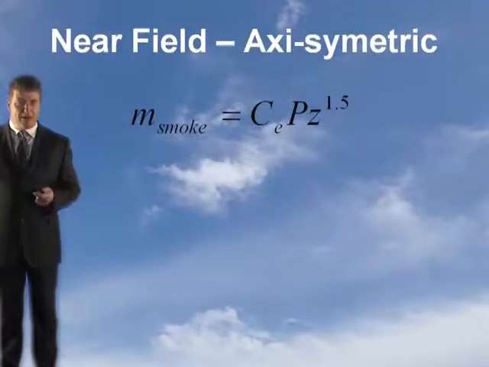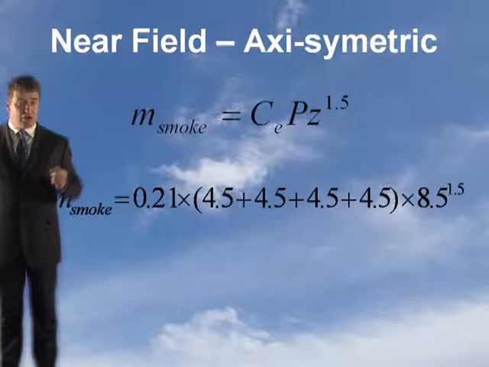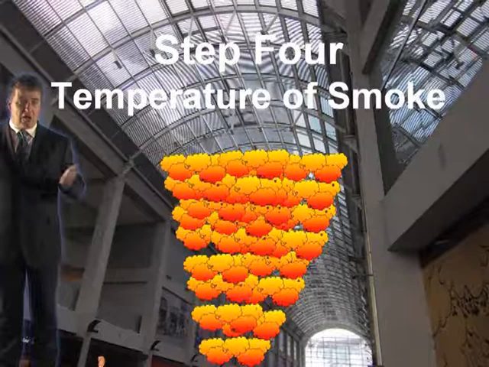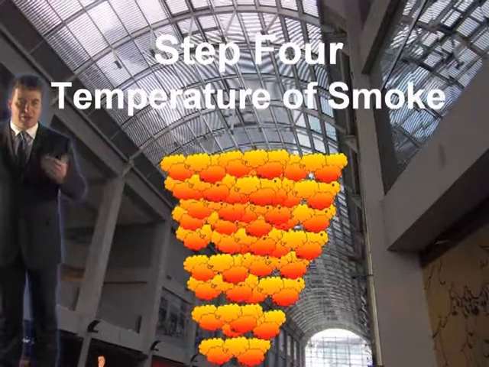Now you're putting your known variables into the formula. You should have got a mass flow rate of smoke of 93.7 kilograms a second. That's how much smoke this fire is going to develop. So we've got to know how much smoke. Now we need to know how hot it's going to be.